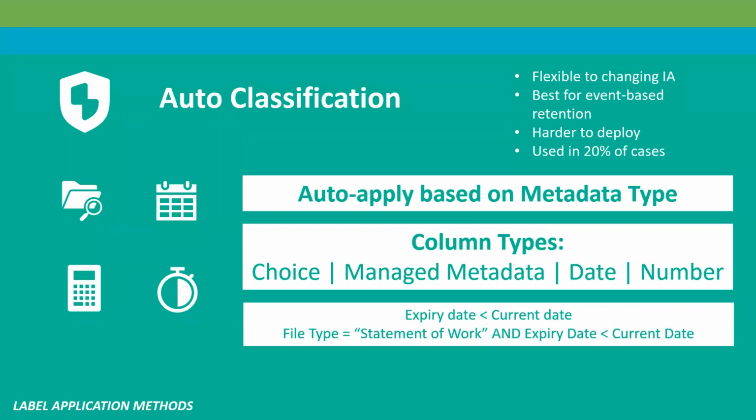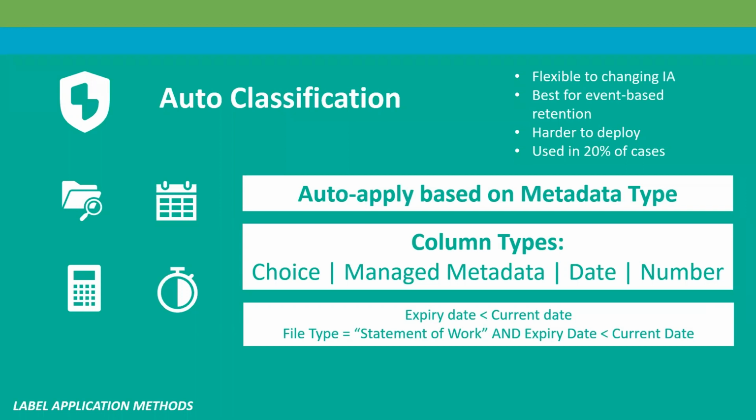For instance, the file type or the document type is a contract, and then we use a managed metadata such as expiry date and say that when the expiry date is less than or equal to today, we know that it's a contract and it has expired. Now we apply the contract's retention label, which will trigger the retention. So we are using the setting when the label is applied for the retention clock to kick in. And that way we can create event-based retention. And that is where we would use the auto classification.